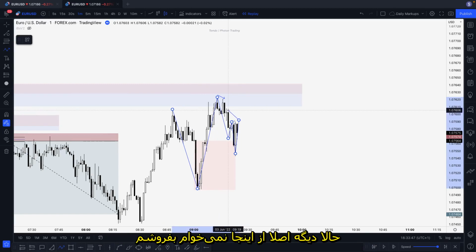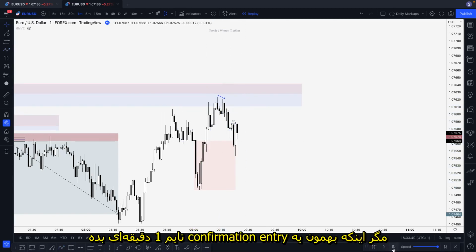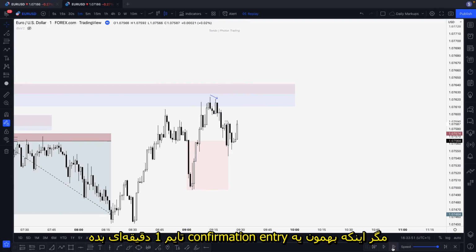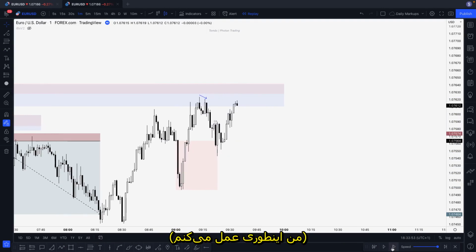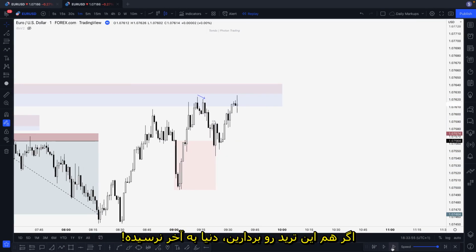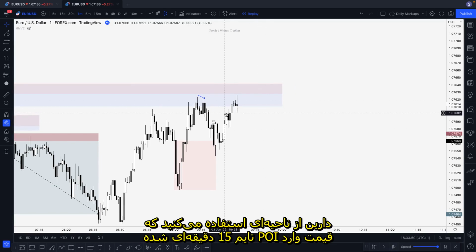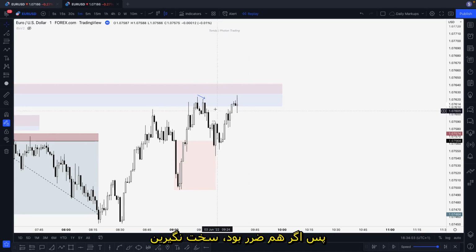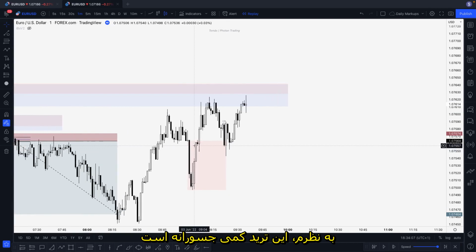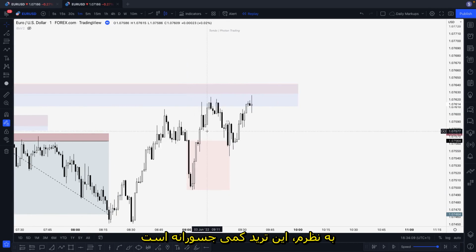I don't want to take any sales from here, unless I have at least an M1 confirmation entry. Okay, I will not set a risk entry. That's just me. If you take this trade, it's not the end of the world. You are playing the area. Price already reached the M15 POI, so it's not the end of the world. It's just a little bit more aggressive, in my opinion.